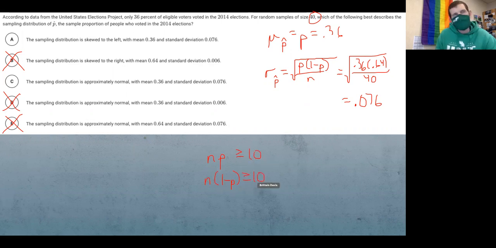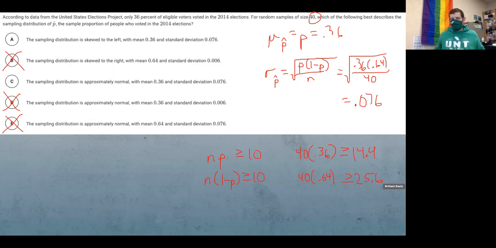And there are some people who get caught up on, does it have to be greater than 10 or greater than or equal to 10? I don't think it matters that much. So it's going to be obviously one way or the other. So n times p, we have a sample size of 40 with a 0.36 population proportion. So 40 times 0.36 is 14.4. And 40 times 0.64 is going to be whatever's left over out of that, which is 25.6.